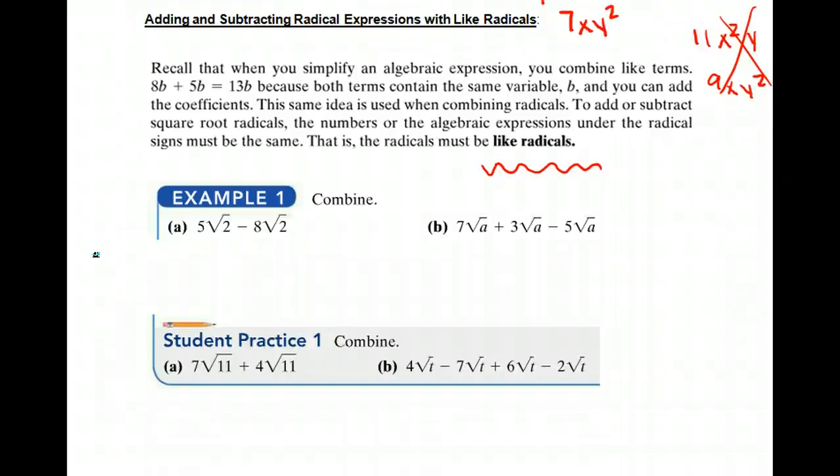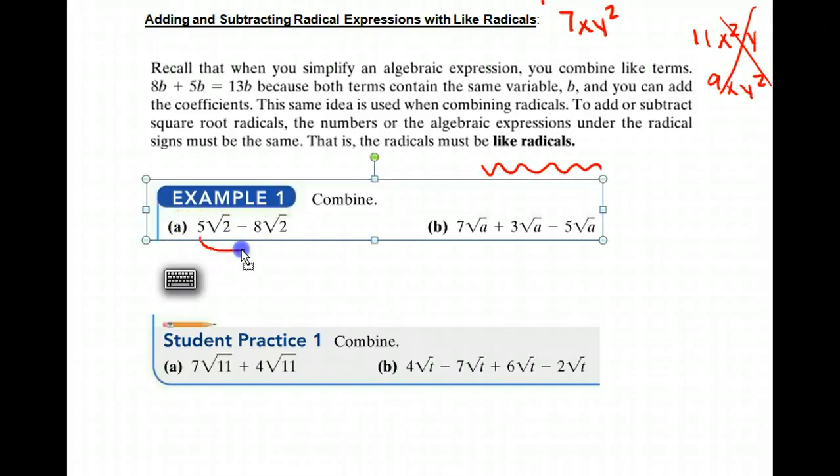I have 5 root 2 minus 8 root 2. Because my radicand is 2 for both of those terms, I'm allowed to combine those. So what we're going to do is pretty much ignore that radical and look at 5 minus 8 and do that math. When we do 5 minus 8, we get negative 3. So this simplifies to negative 3 root 2.